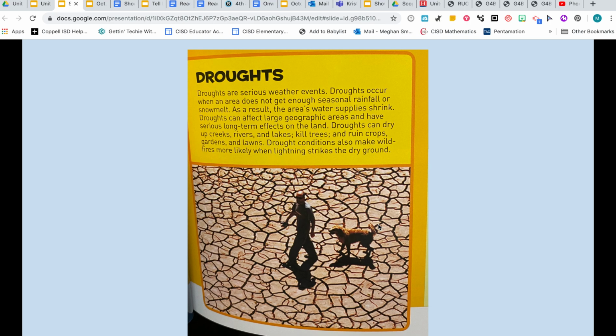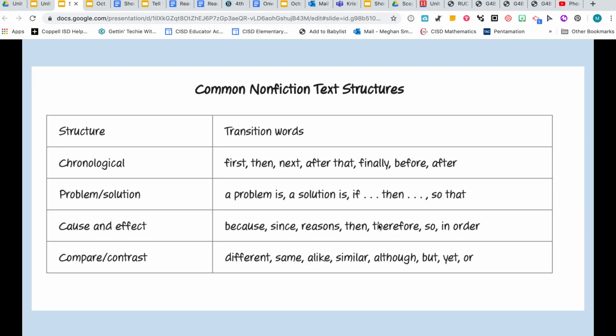And when you think you might have a clue as to how this section is organized and how your notes might go, then I want you to give yourself a thumbs up. Again, these are the text structures. Is this droughts article structured chronologically? Is it problem and solution, cause and effect, or compare and contrast?